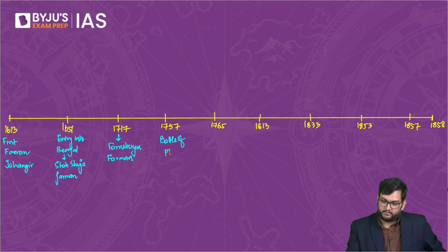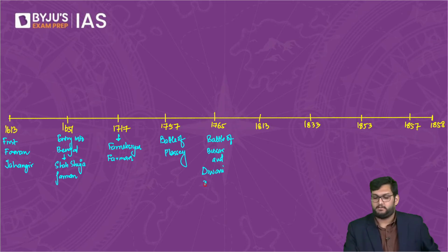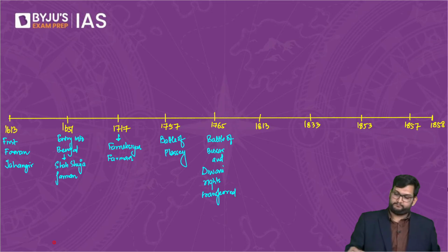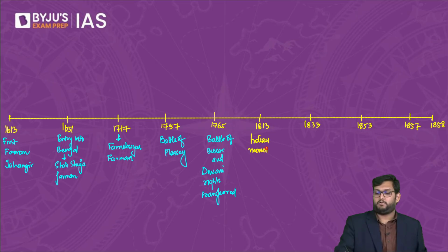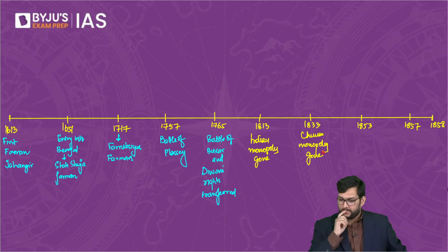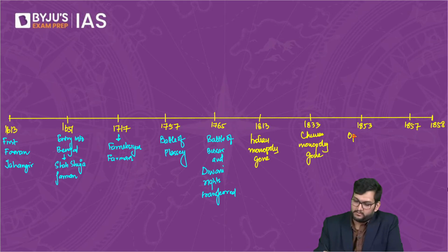Battle of Plassey, Battle of Buxar and Diwani rights transferred. Indian monopoly gone. Chinese monopoly gone. Thereafter, 1853, open competition, revolt of 1857, Government of India Act, 1858.